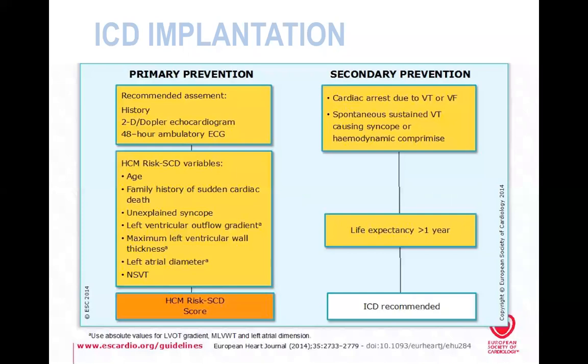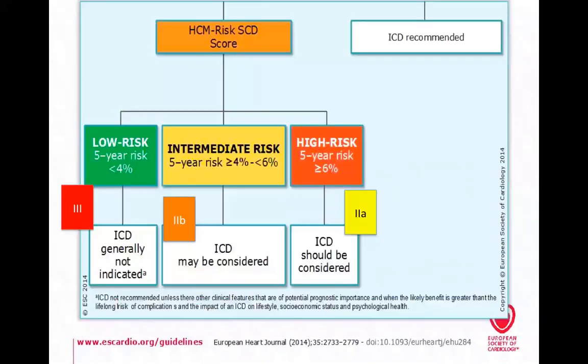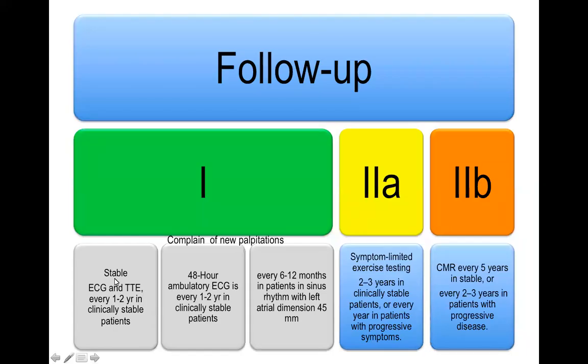Okay, the follow-up of the HOCM class 1 of the patient stable: ECG and echo every 1 or 2 years. If the patient complains of new palpitation, 48-hour ambulatory ECG is done every 1 to 2 years if the patient is stable, and every 6 to 12 months in a patient with sinus rhythm with the left atrial dimension equal to or more than 4.5.